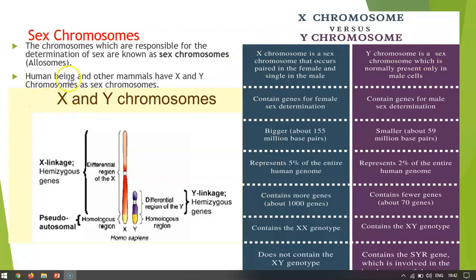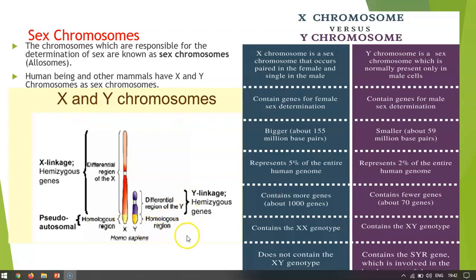Now, for the female determination of sex, you require two X chromosomes, and for the male, you require one X and one Y. So, this X chromosome is a sex chromosome that occurs in pair in female and single in male, whereas the Y chromosome is only present in the male. The X chromosome is required for female sex determination and the Y chromosome for male sex determination. It is much bigger in size as compared to the Y chromosome.